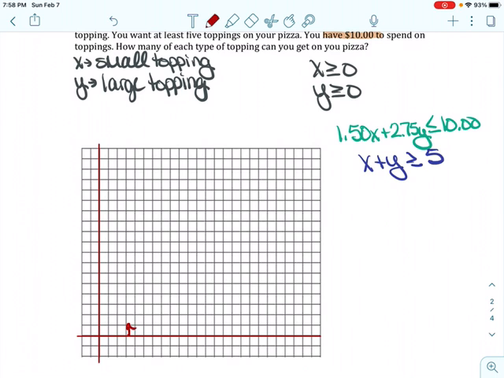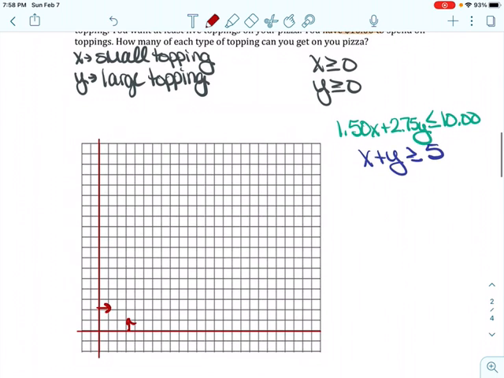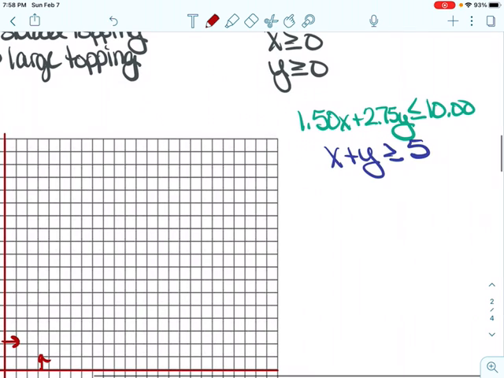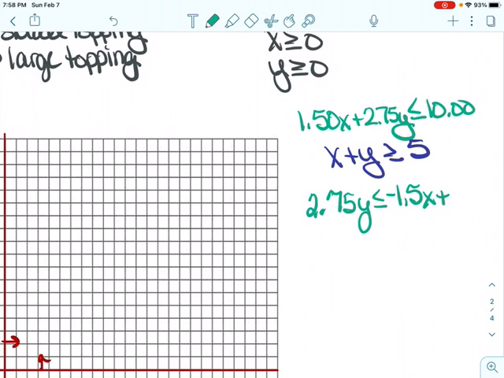Okay, so we want to be this way and this way. All right, so again, I like to use colors to keep everything together. So let's get our mint guy here for our money. 275y is less than or equal to negative 1.5x plus $10. I guess we don't need the point.